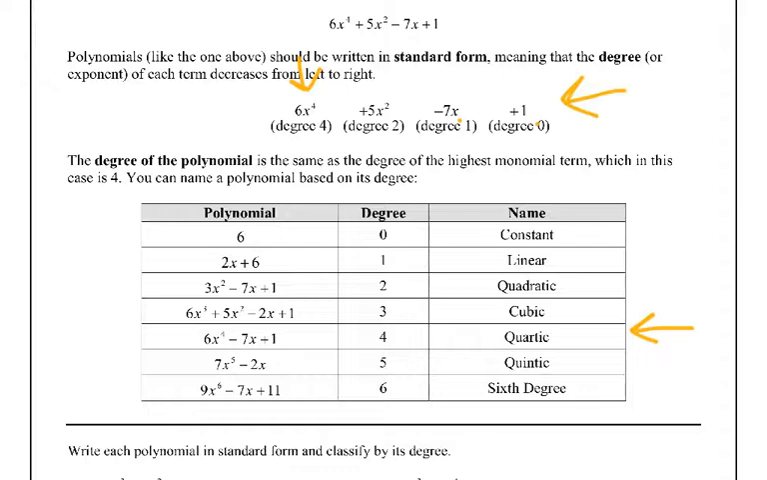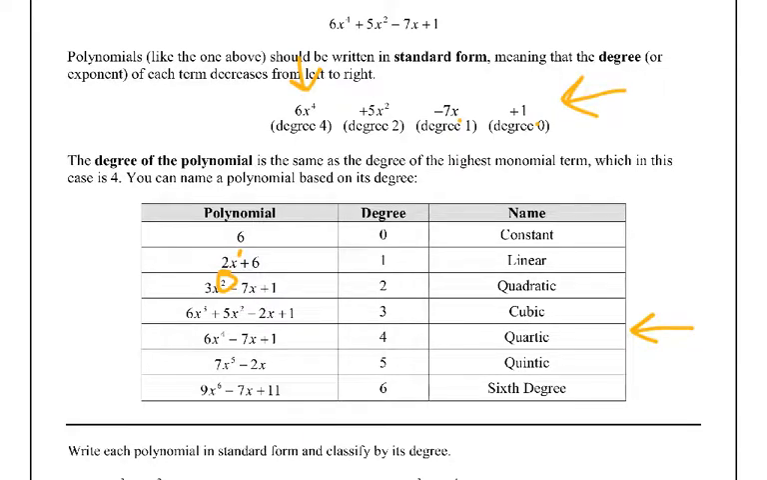2x plus 6 is linear, so that's when it has the exponent of 1. 3x squared minus 7x plus 1, you have the degree of 2, so that's a quadratic. Degree 3 you guys are used to hearing because it's cubic. Fourth degree is quartic. Fifth degree is quintic. And then the sixth degree is just known as sixth degree. And anything after 5, we just say the number of degrees.